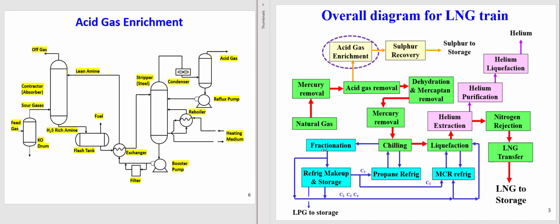is located. So we have our natural gas that will go to the acid gas removal unit. This is the main step where we remove H2S and CO2 from natural gas. This is the main unit that we will remove H2S and CO2, that we will produce acid gas. This combination is called acid gas.